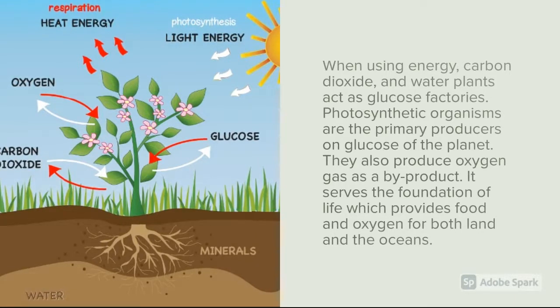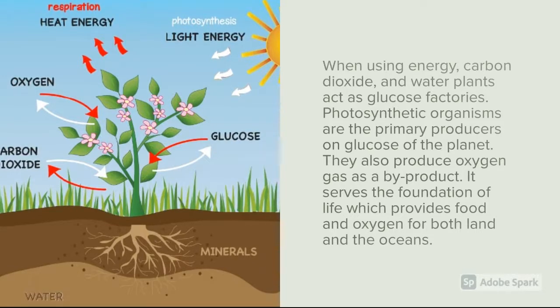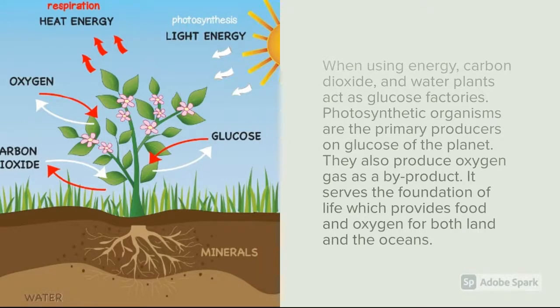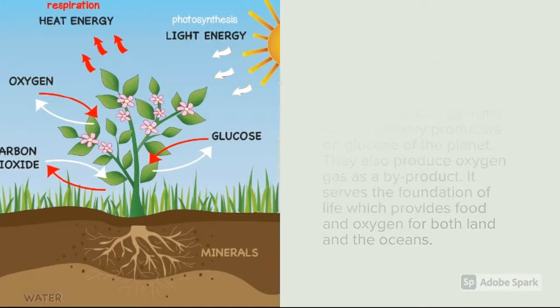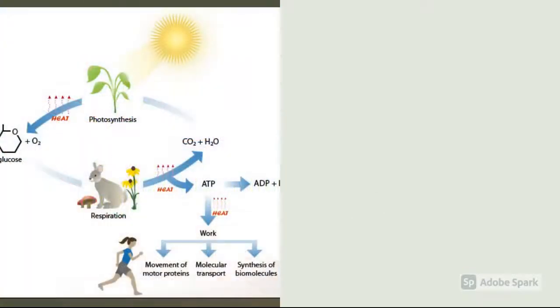Photosynthetic organisms are the primary producers of glucose on the planet. They also produce oxygen gas as a byproduct. It serves as the foundation of life, which provides food and oxygen for both land and the ocean.